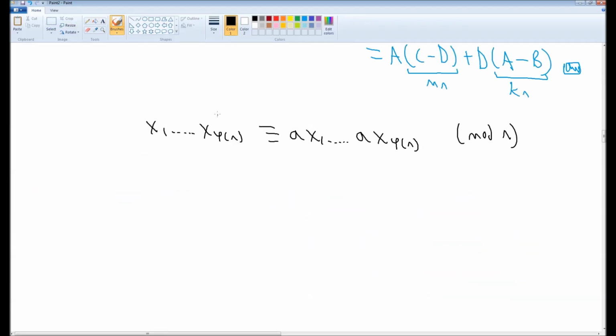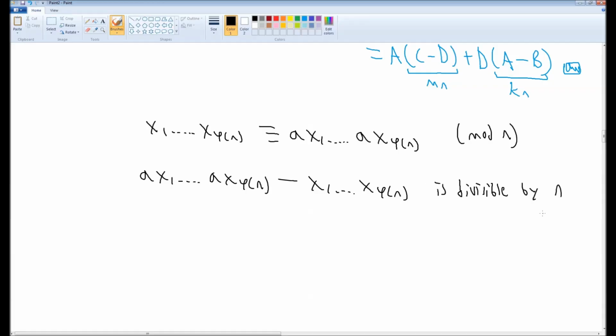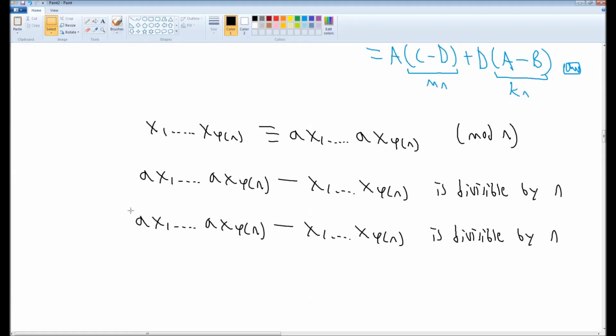And now here's the thing. We would like to cancel out these x's. Is there a way we can do it? Well, since we know that these are congruent mod n, this is divisible by n. Okay, and now we can rewrite these. Notice we have a times a times a. We have a bunch of a's in this product. Well, how many a's are there? There's actually phi of n a's. So a times itself, phi of n times, is just an exponent, a to the power of phi of n.